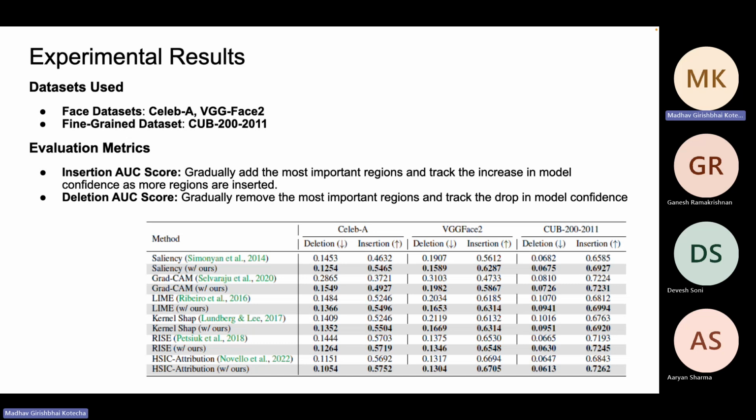They used two scores, insertion AUC score and deletion AUC score. Insertion AUC score is basically how much the insertion score has increased when we add a particular region to the image. And deletion AUC is how the model confidence has dropped when we drop the most important subregion.